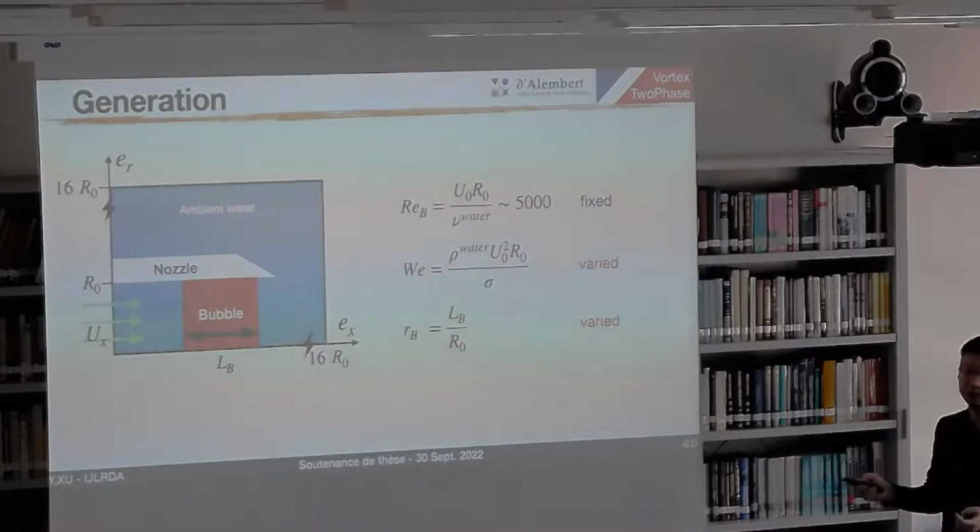We use 3 parameters to control the simulation. The first is the Reynolds number. We choose it to equal 5,000, a value close to the real world. We also use the Weber number, which is defined here, and the RB, which is the ratio of the thickness of the bubble and the inner radius of the wall. We use this parameter to control the volume of the bubble. These 2 values are varied in our simulation.